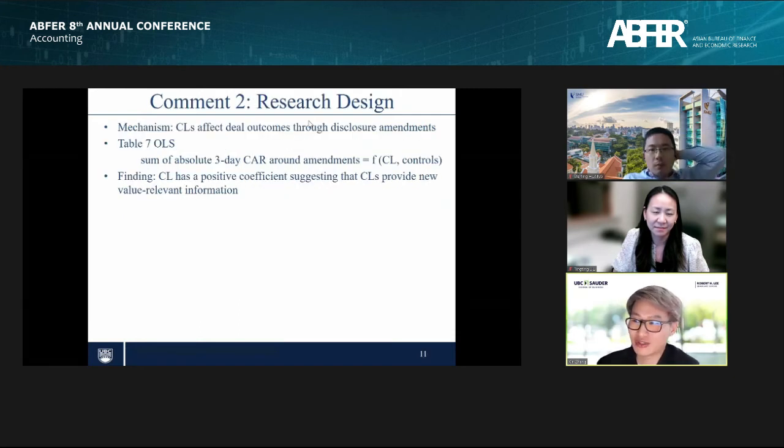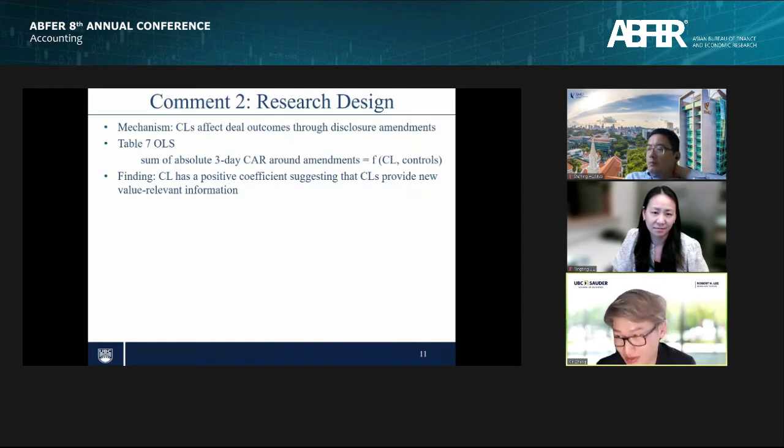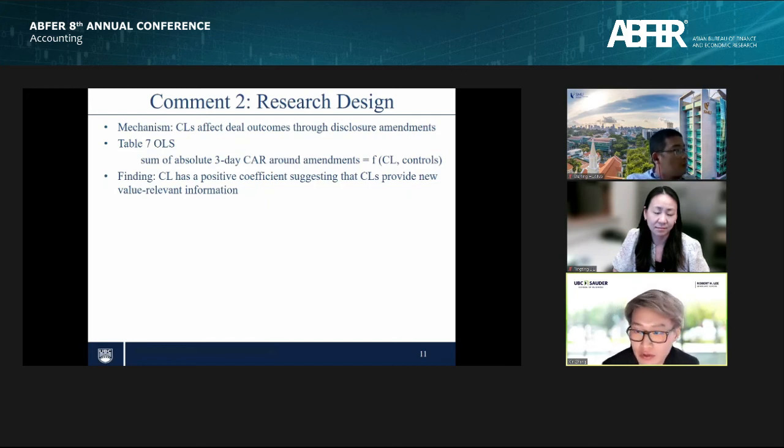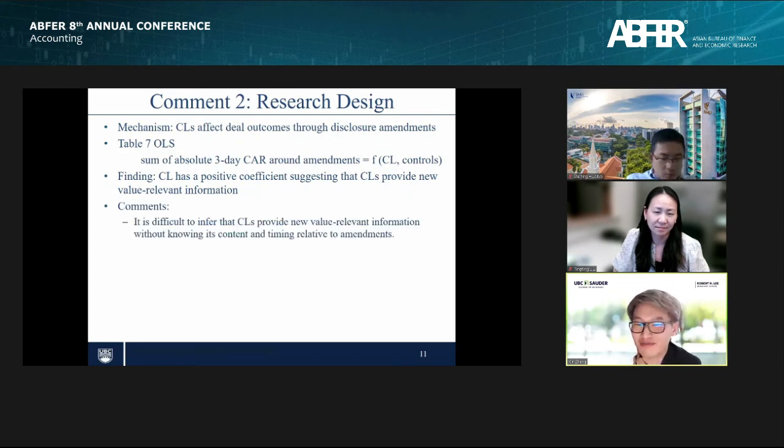My second point is related to research design. That's actually closely related to my first point. To test the mechanism, the authors use the following OLS regression, where the dependent variable here is the sum of absolute 3-day CAR around all amendments filed in any M&A deal, if I understand the writing correctly. And the independent variable of interest on the right-hand side is comment letter, of course with a list of controls. They find that comment letter has a positive coefficient, which suggests that comment letters provide new value relevant information. Actually, I've been having a little bit of difficulty interpreting this result because without knowing the content and timing relative to amendments, I don't think you can make such an assertion.